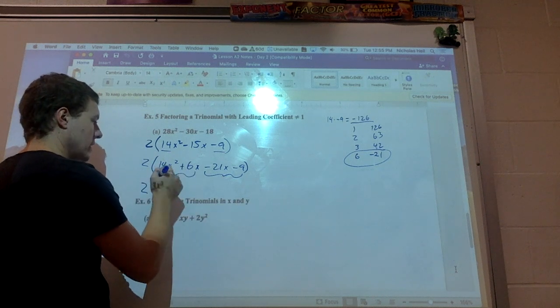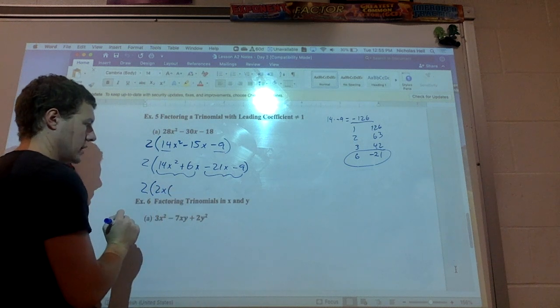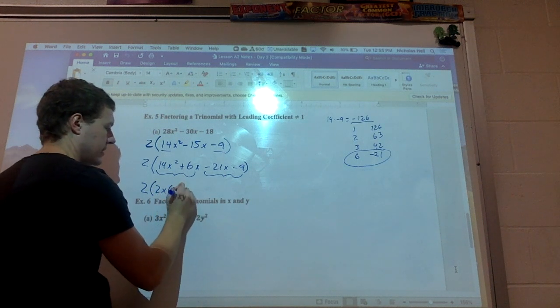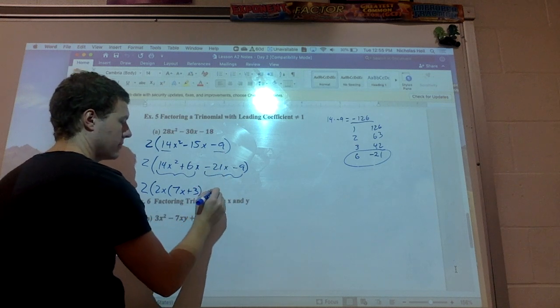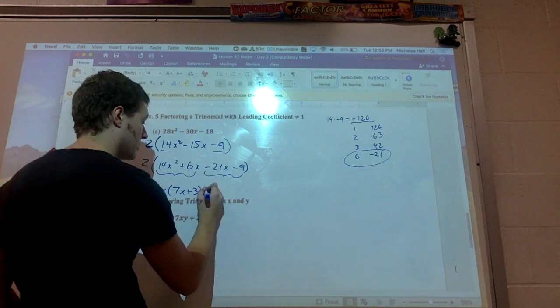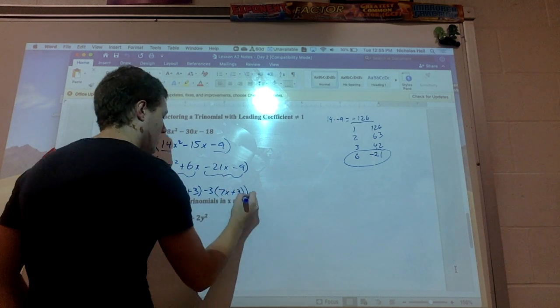What's common here? I can pull out a 2x, right? So there'll be a 7x and a positive 3. Out of this, I can pull out a negative 3. So there'll be a negative 3 and a 7x plus 3.